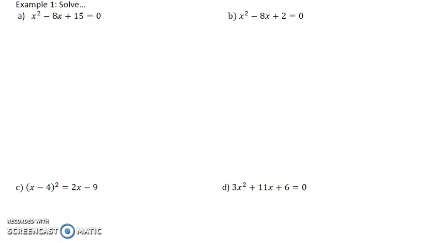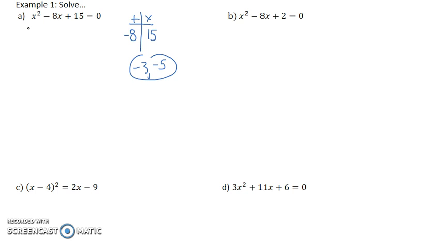This first one, we have x squared minus 8x plus 15 equals 0. It's already in that form that we want, so all we have to do is solve it by either factoring it or using the quadratic formula. I guess we could graph it as well, but that's not practical for us here when we can factor it very quickly. So I need two numbers here, because it's a simple trinomial, that add to negative 8 and multiply to 15. Two numbers that add to negative 8 and multiply to 15 are negative 3 and negative 5.